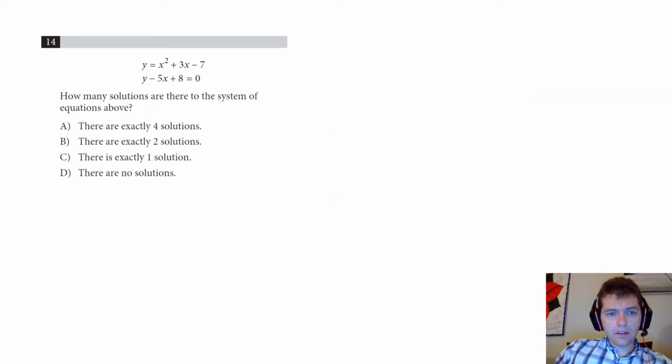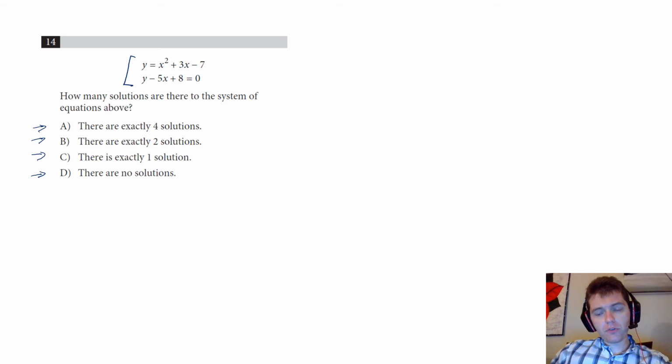Problem 14. How many solutions are there to the system of equations above? And they give, you can either have 4 solutions, 2 solutions, 1 solution, or no solutions. Now the first thing I'm going to talk about isn't strictly necessary for solving this problem, but it's a good visualization for you to understand what's happening and how you can end up with these different numbers of solutions.